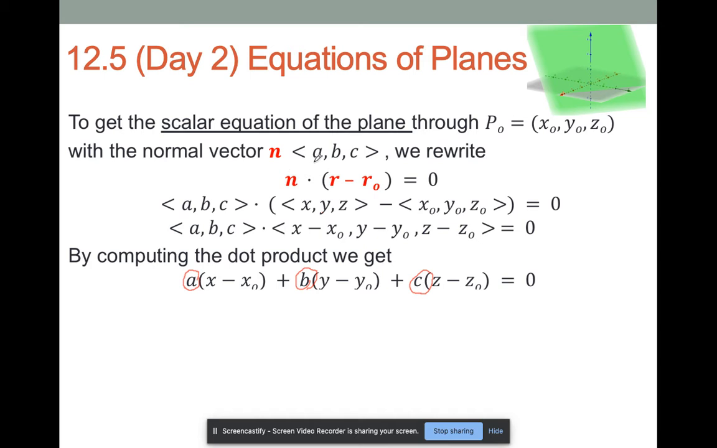Look at that. That is the equation of a plane. I can see the components of the normal vector. I also see the coordinates of the fixed point in the plane.